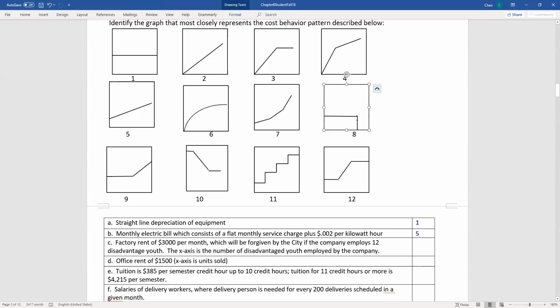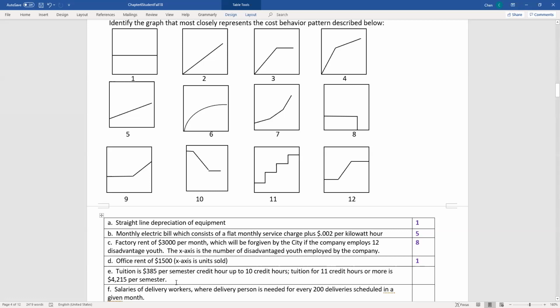Okay. For less than 12, you pay 3,000, but for more than 12, you pay 0. So this is 8. Office rent of 1,500. So it's a flat number, it's a fixed cost, so it should be 1. Tuition is 385 per credit hour, up to 10 credit hours. Tuition for 11 credit hours or more is 4,215 each semester.